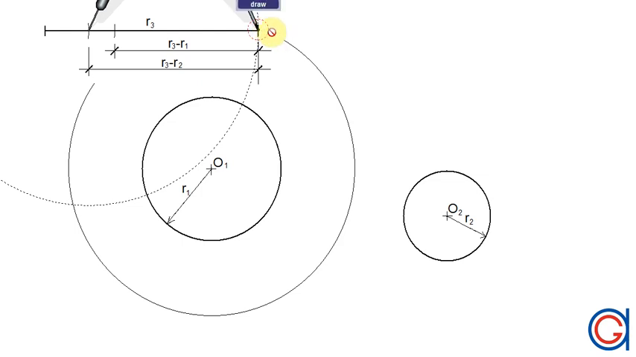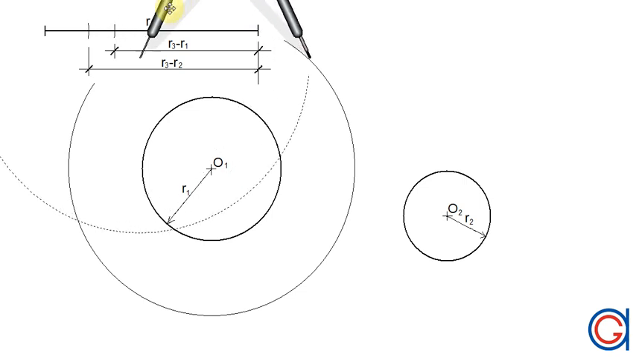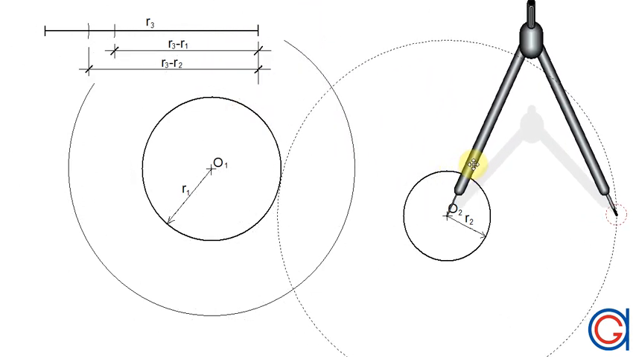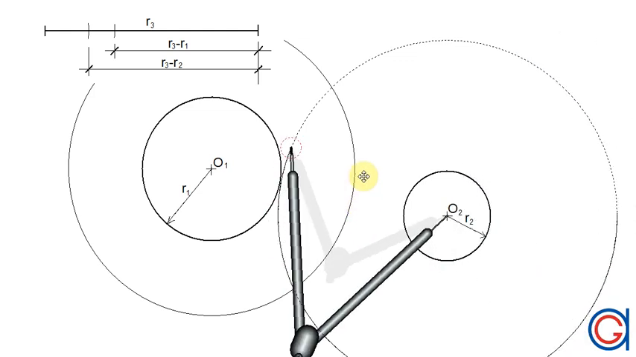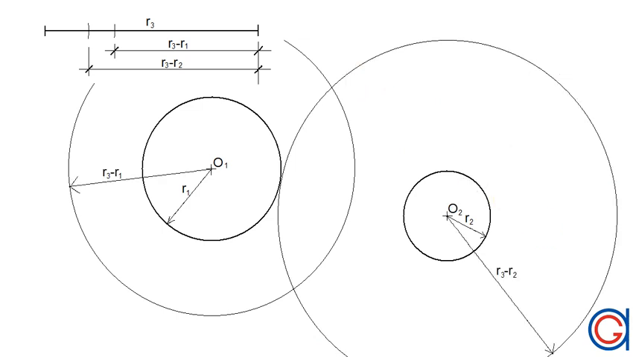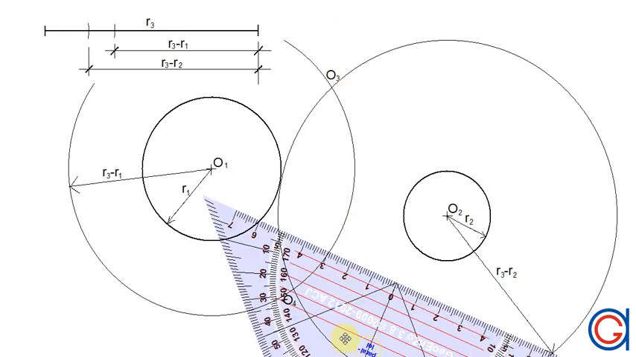And now, setting the compass to the length R3 minus R2 and centering on circle O2, we draw another circle intersecting the previously drawn circle at 2 points, which we will call O3 and O4. These new points, O3 and O4, are going to be the centers of the tangent circles that we want to draw.